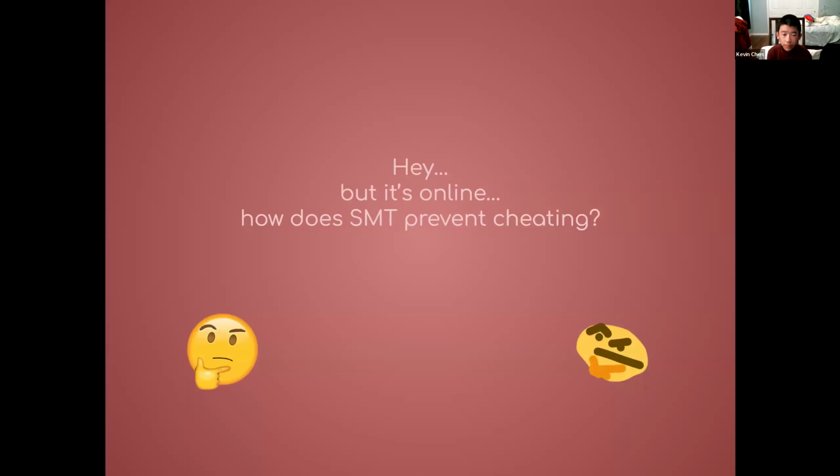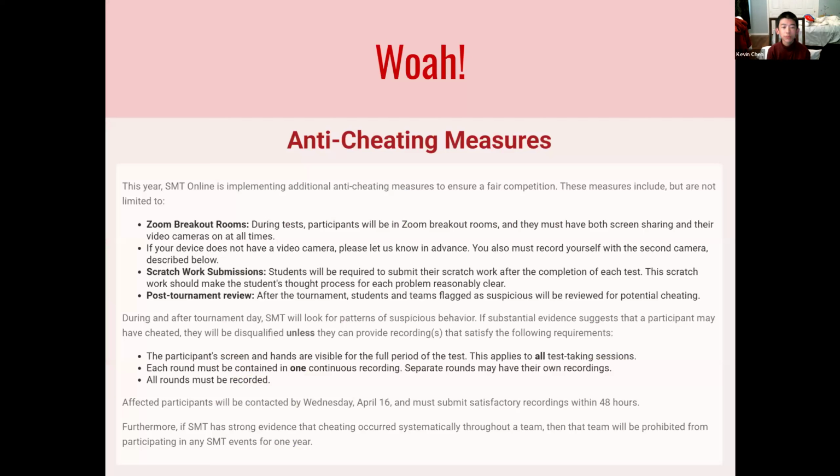Okay, but since the SMT online is online, how does the SMT team work to prevent cheating? Well, this year they proposed anti-cheating measures, and I got this from their website. So you can read over this. But just an overview, you have to be separated into Zoom breakout rooms and you have to share your screen, submit your scratch paper, and also the SMT team will work to review after the tournament to see if some students and teams should be flagged for suspicious behavior.